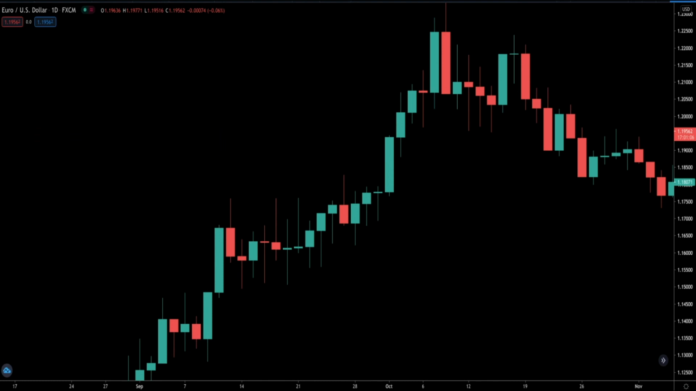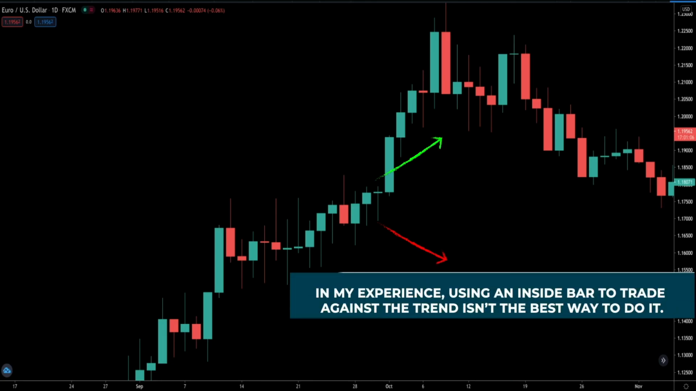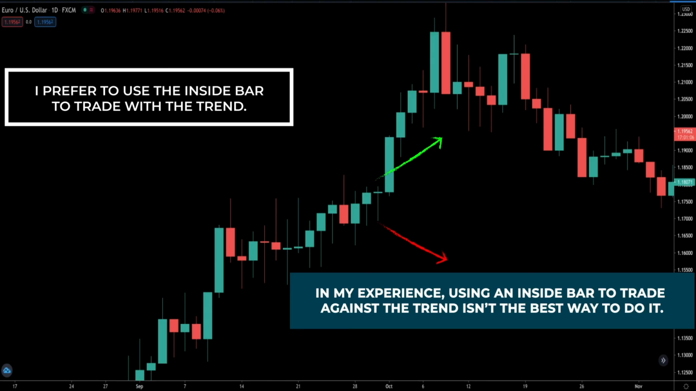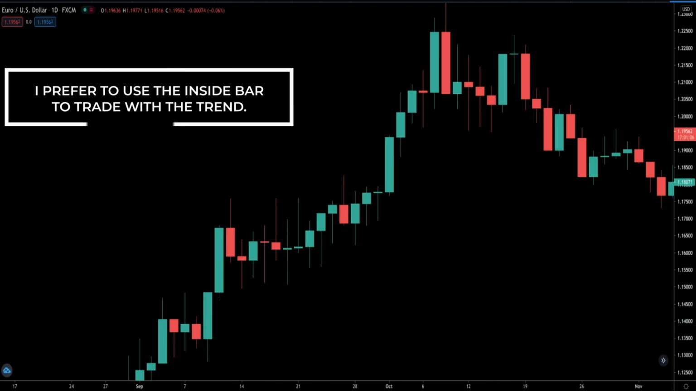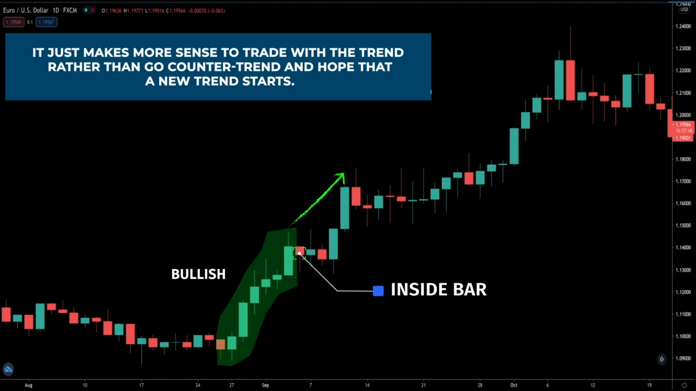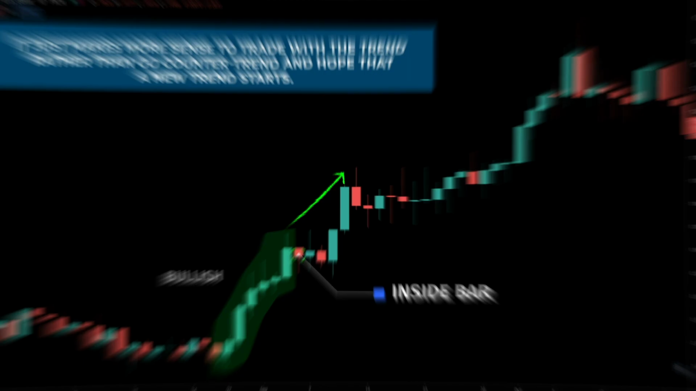Now, traditionally, many people view this as price consolidating and look to trade it when price breaks out either way. But in my experience, using an inside bar to trade against the trend isn't the best way to do it. I prefer to use the inside bar to trade with the trend. So if the price is bullish and I see an inside bar forming, I would prefer to stick to buying the inside bar breakout. To me, it just makes more sense to trade with the trend rather than go counter trend and hope that a new trend starts.